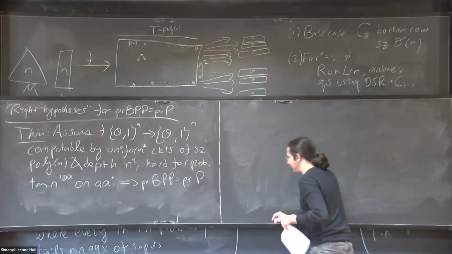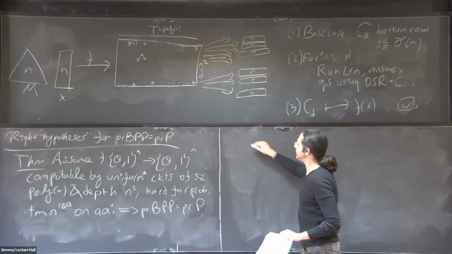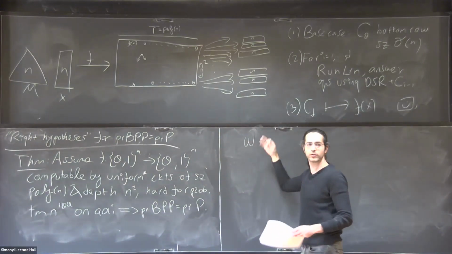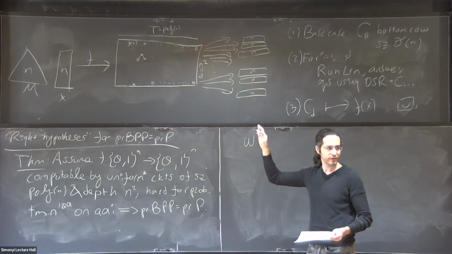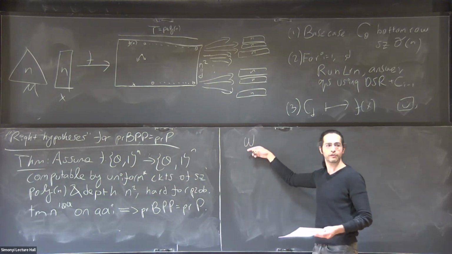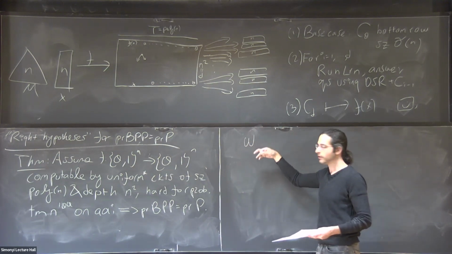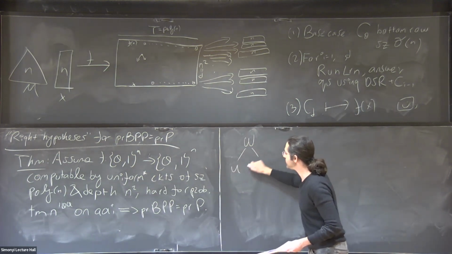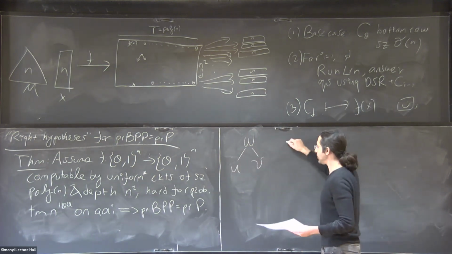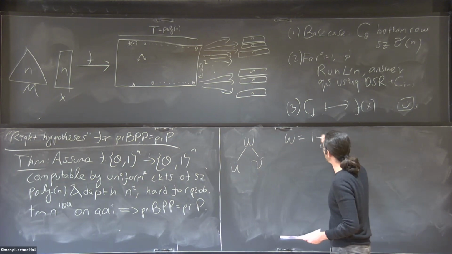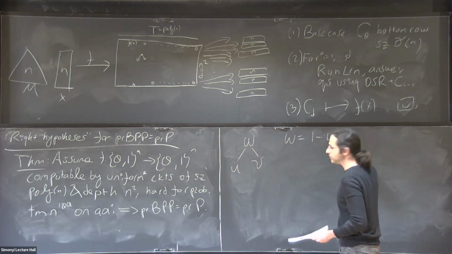So we agreed that the circuit has NAND gates. Okay, so let's look at the gate W, right? And I'm going to suppress X. X is now fixed. So W is really the value of gate W on input X. And let's say that it is fed by two gates, U and V, right? So the obvious arithmetization is that W is 1 minus U times V.